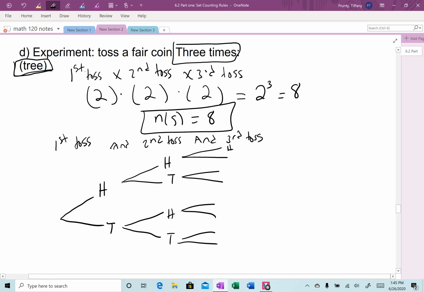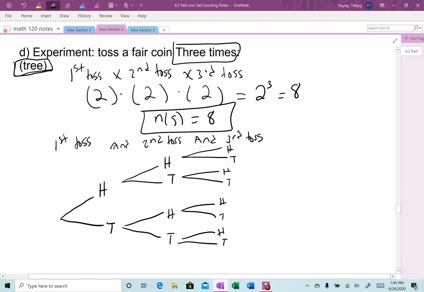So heads, tails, heads, tails, heads, tails, heads, tails. I'm getting a little sloppy on my heads and tails. Then I'm going to list them. Technically we would write them as a point: heads, comma, heads, comma, heads. But I'm just going to do them in the short format.